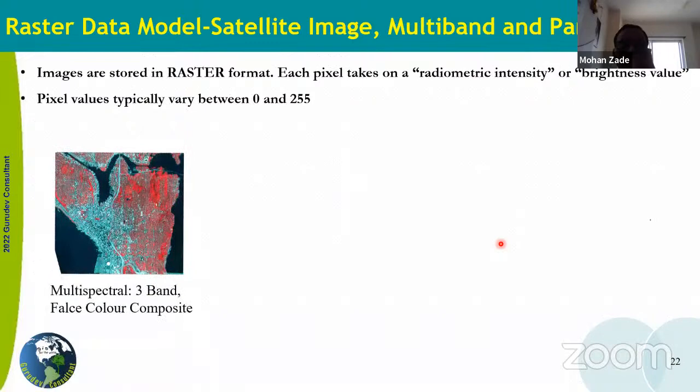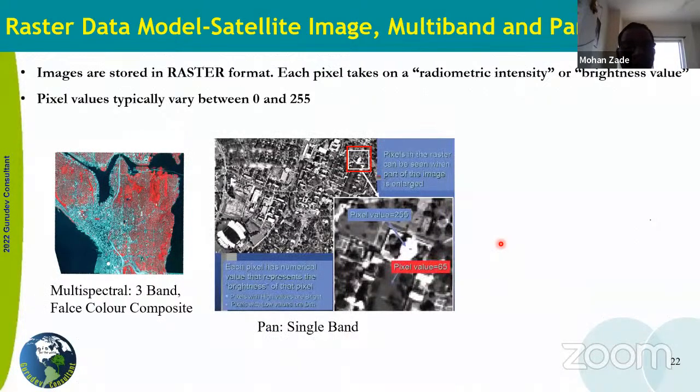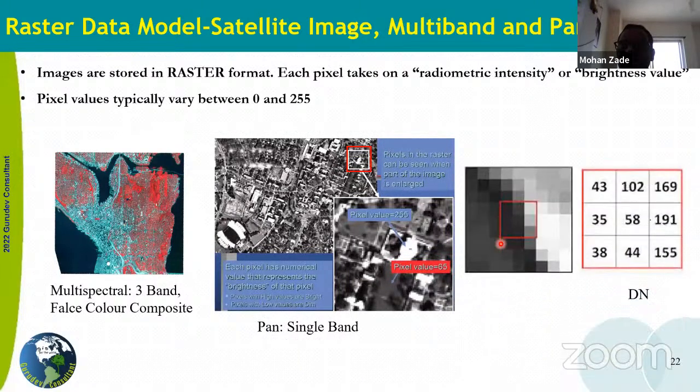So you see the pixels here, a multi-spectral false color composite image, and one single band high resolution image. And then the next one is here. You can see here, the higher the value, the more the brightness, and the lower the value, the darker the pixels. And this is why the intensity of the pixels becomes important, and with the brightness you can analyze those images.